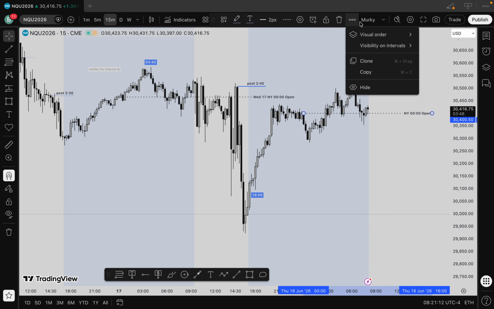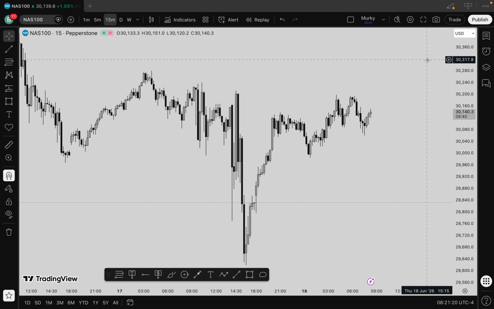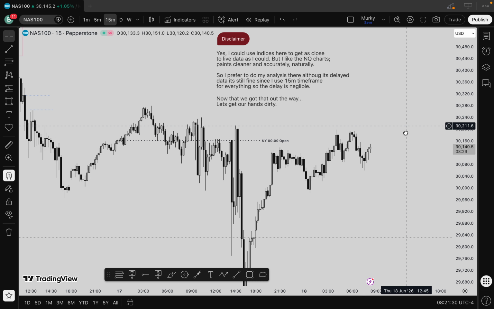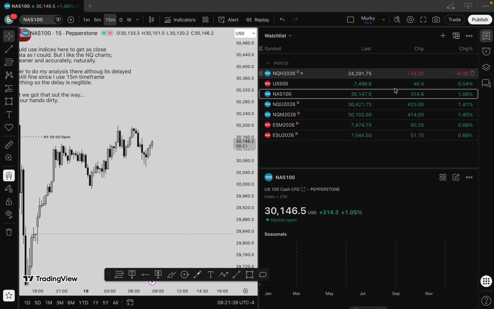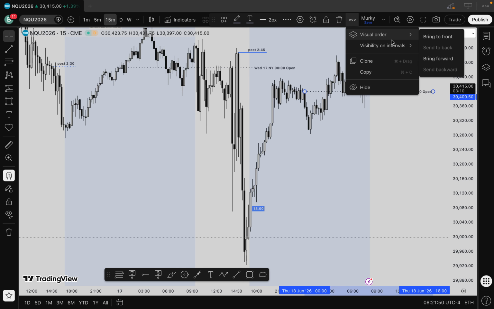You might also ask, why am I using the delayed data? I'm using delayed data. I don't have access to live data. I could also use the NASDAQ indices to get as close to real data as possible. But I like the NQ charts better. It prints cleaner, so I prefer it. Also, I use the 15 minute time frame for everything, my analysis, my entries, my exits. So the 10 minute delay on a 15 minute chart is almost negligible, doesn't make that much of a difference analysis wise, I mean.